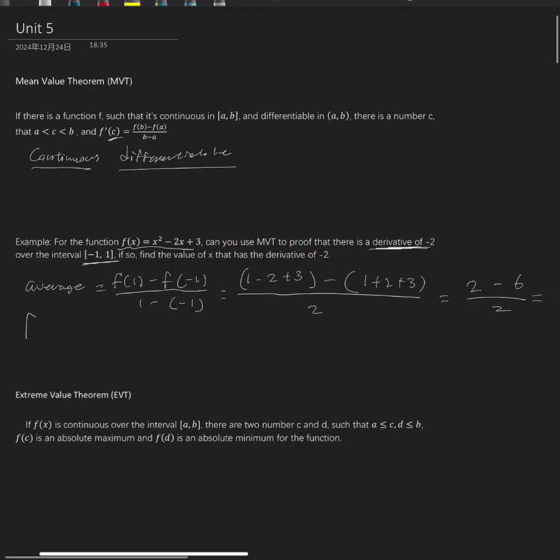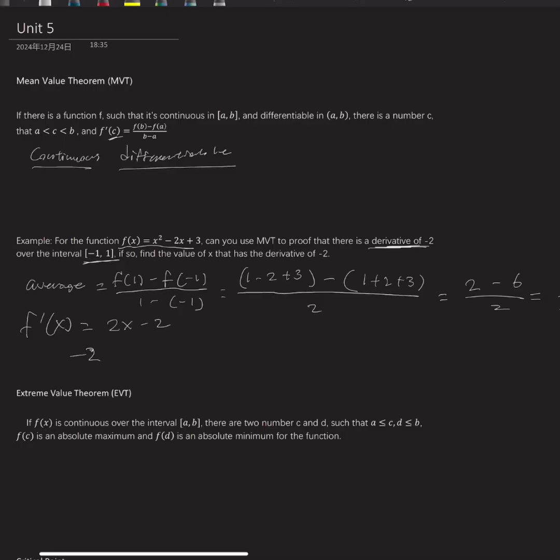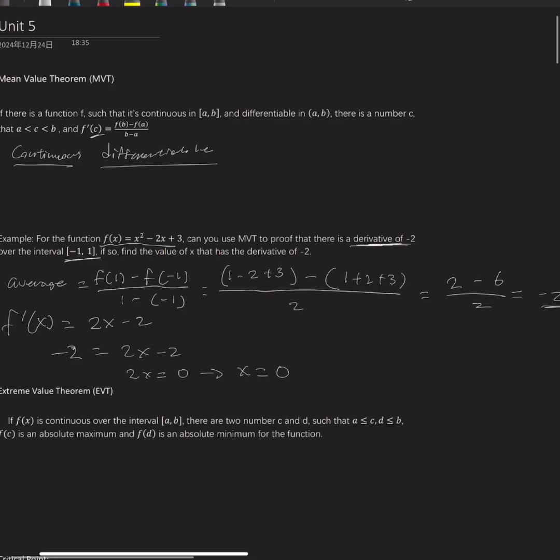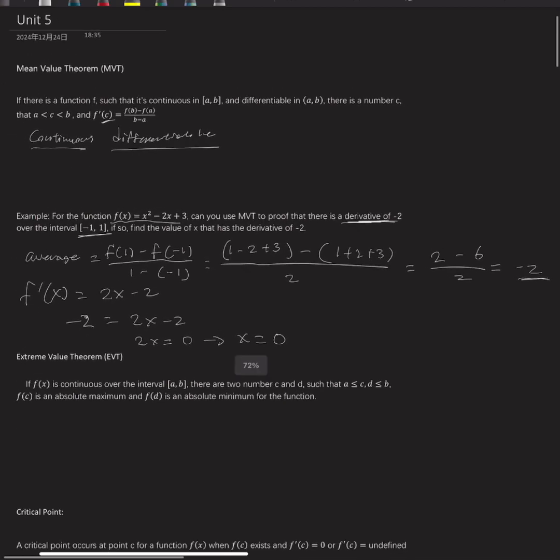So let's take f prime of x. That's equal to 2x minus 2. And so we set it equal to -2. -2 is equal to 2x minus 2. So 2x is equal to 0. So x is equal to 0. So at x equal to 0, the derivative is equal to -2.